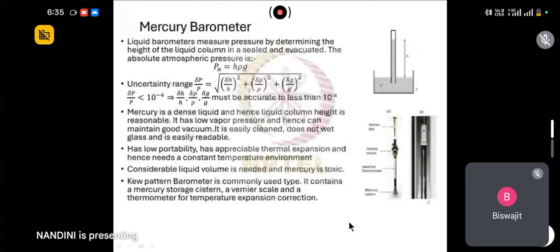So we are familiar with the mercury barometer, where we have a dish of mercury on which we have an inverted test tube. Based on the pressure that the atmosphere exerts on this dish of mercury, the mercury level in the inverted test tube increases, and based on the height at which the mercury has risen, we measure the pressure. So that's how we measure pressure using a mercury barometer.